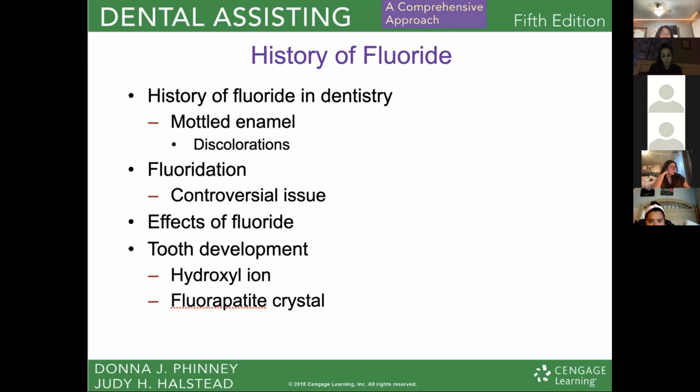However, it is controversial. It has been a controversial issue for many areas. And it's important for the dental assistant to have current knowledge on fluoridation in their communities so that they will be prepared to answer patient questions. Fluoride is important for the development of healthy teeth and bones. And it's more important for a child to get fluoride than an older person. Fluoride affects the tooth both during pre-eruption and post-eruption.